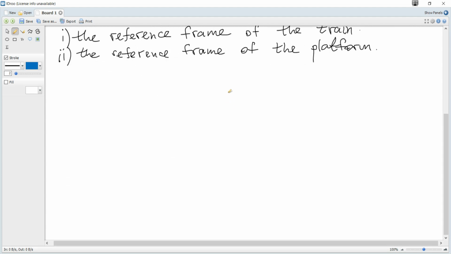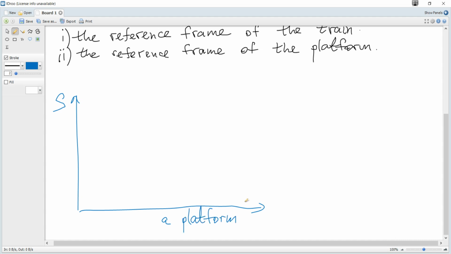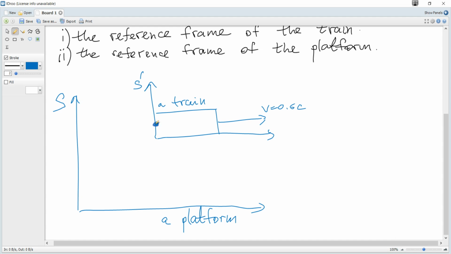This situation can be illustrated as follows. Let S be the stationary reference frame relative to the Earth or to a platform, and S prime be the moving reference frame relative to a train, and this moving reference frame moves with speed 0.6 c, and the ball is moving with speed 0.5 c relative to the train.